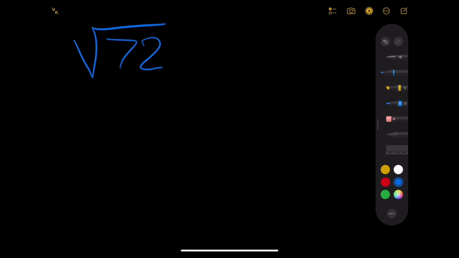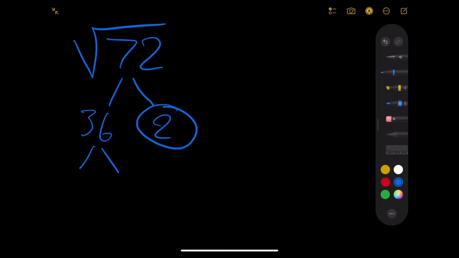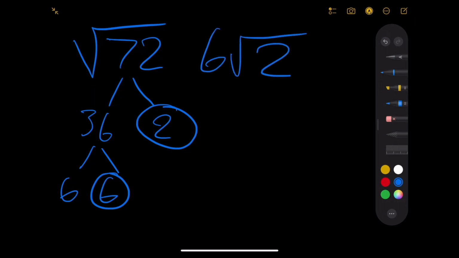If you know your times tables, you can easily figure out that it is 36 because 36 is a perfect square, considering 6 times 6 is 36. So you would put 36 and 2. Now, because 2 can no longer be simplified, we can circle it and forget about it. So now, as I mentioned before, 36 is a perfect square, so we can break down 36 into 6 and 6, and our answer would be 6 square root of 2.